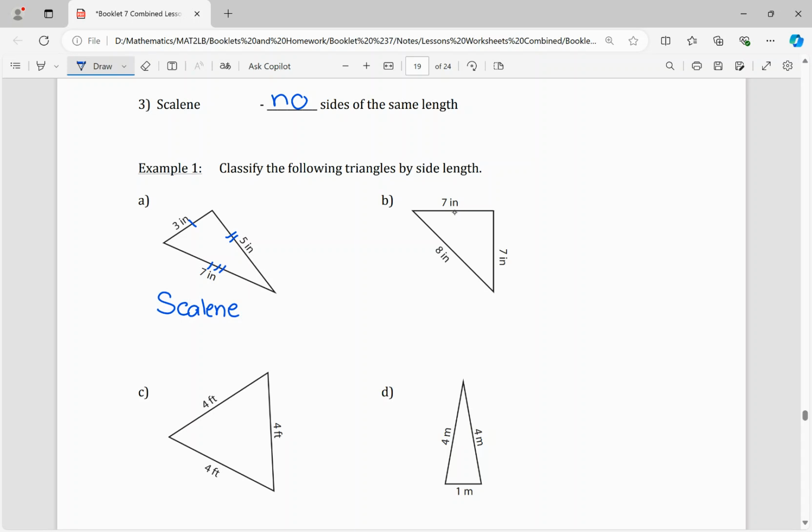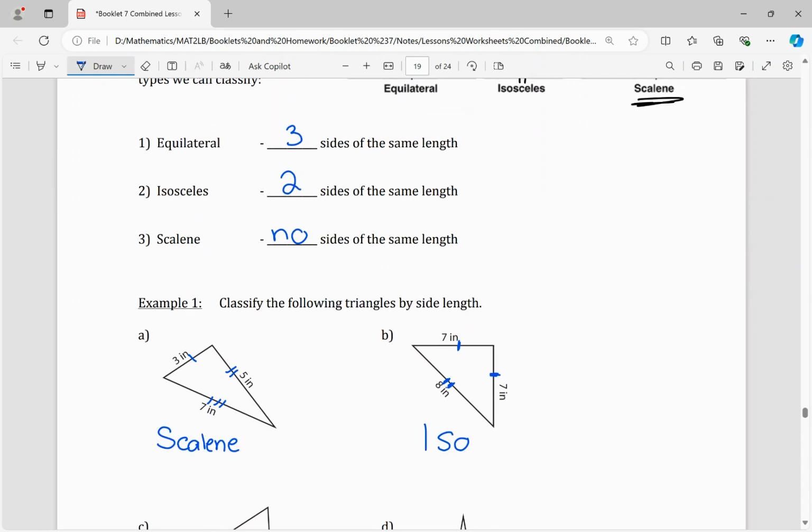This next triangle, we have two side lengths that are 7 inches. I'm going to put one tick on each. And the third one is different. That is 8 inches, not 7. So this is, I need to make sure to spell it right, isosceles.